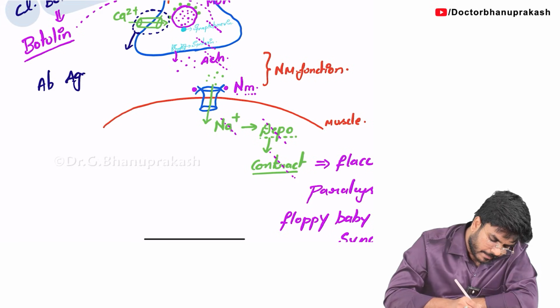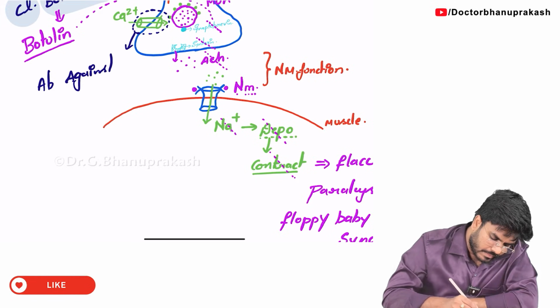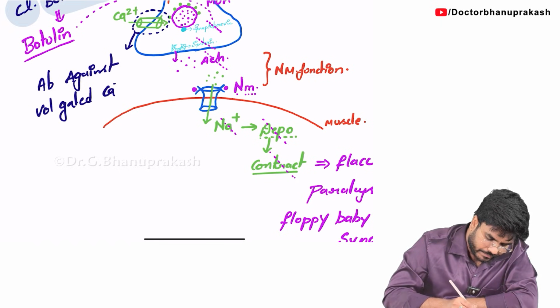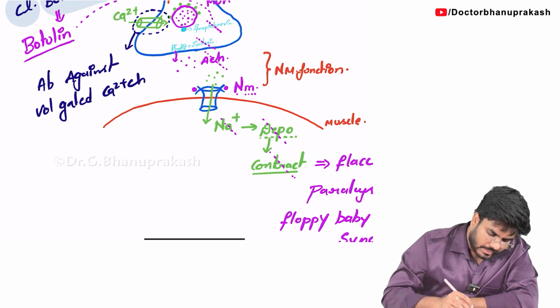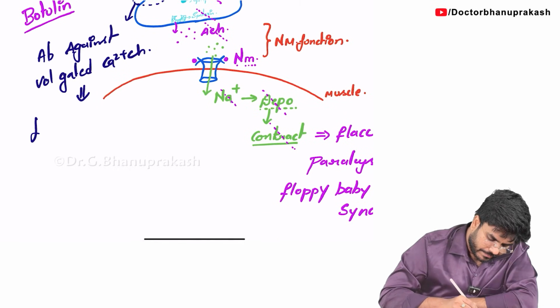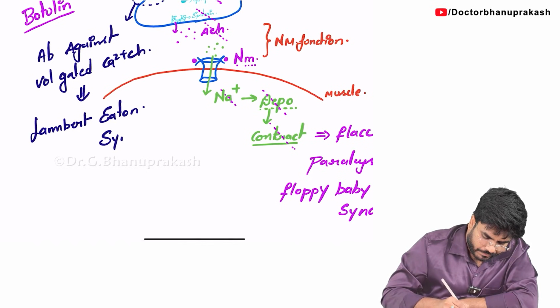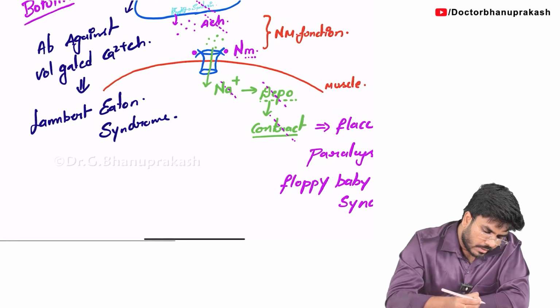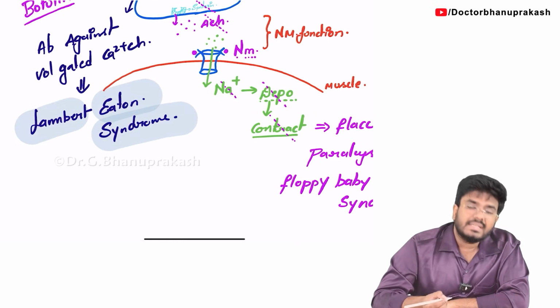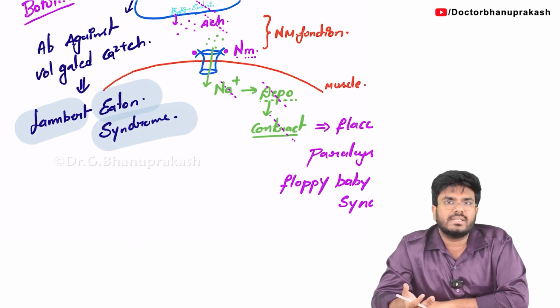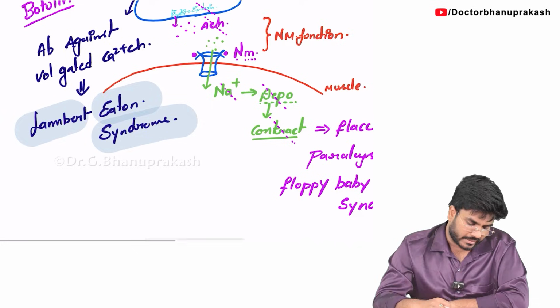Antibodies against voltage gated calcium channels. The condition is called Lambert-Eaton syndrome. Okay, Lambert-Eaton syndrome. So Lambert-Eaton syndrome is a myasthenic syndrome where there is weakness of the muscles because the neurotransmitter is not properly getting released because the calcium channels are getting affected.